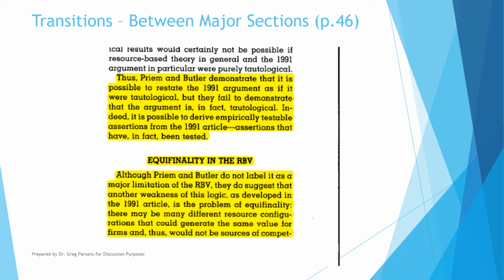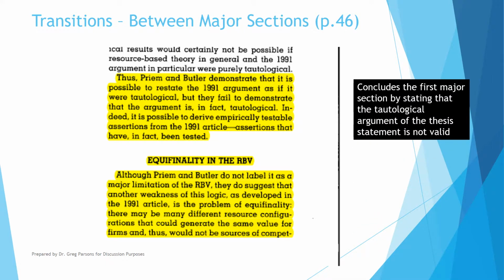Okay, so now he's finishing up a major section, and now he's going to go into the next section on equifinality. So he sums up the tautological section and now moves on to equifinality as the next major part of his argument. He says, although Priam and Butler do not label it as a major limitation, they do suggest that another weakness of this logic is the problem of equifinality. All right, so he's tied both of these together. He shows how they relate to each other.